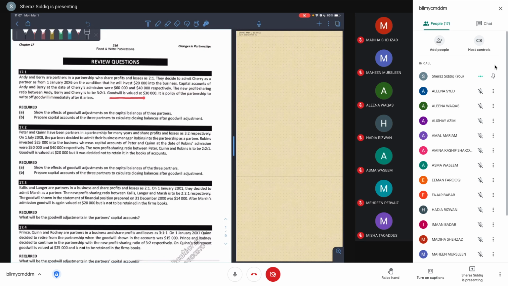Goodwill at that point is calculated at $30,000, and it is the policy of the partnership to write off goodwill immediately after it arises. I will explain the meaning of this statement. This is the same point number 5 that we had to forgo for now. I will explain the meaning of this statement after we are done with this question.